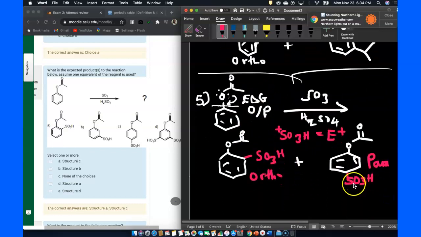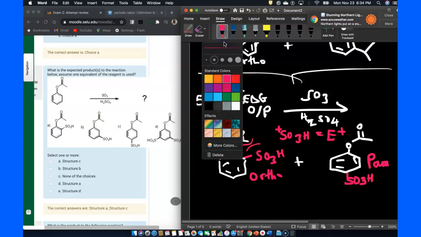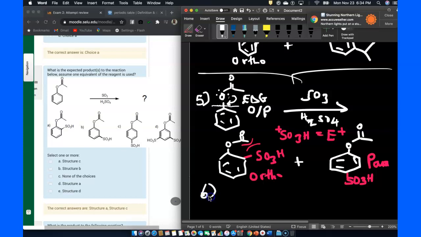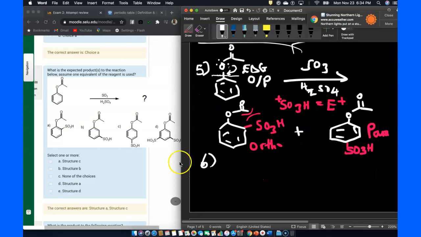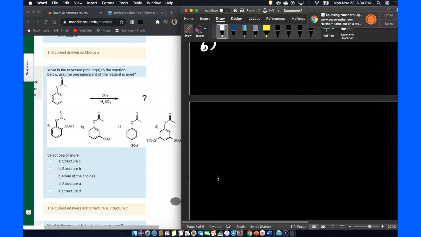The major one I would have expected to be the para because the SO3H is further away from the ester group, where you see there's crowding. I keep telling you molecules don't like crowding, but anyway, the two of them are possible. I was not asking for the major in this question. So you should have given both structures: structure A, which is the ortho, and structure C, which is the para product. Those two are the answers.